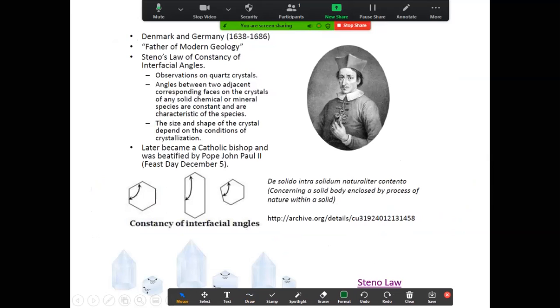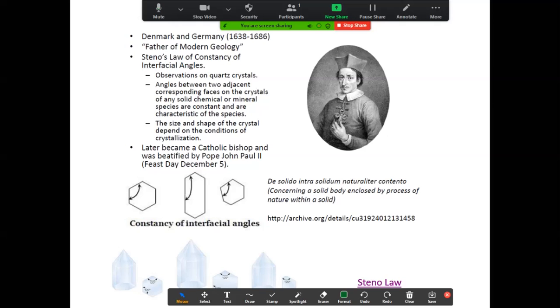Now, a little bit later on, in the middle part of the 17th century, we had another, he was actually, I think he was a monk maybe, or some kind of church official. He lived in Denmark and Germany, and he's considered the father of modern geology, which is Nicholas Steno. And Nicholas Steno developed the law of constancy of interfacial angles. And this was what he came about by observing quartz crystals.